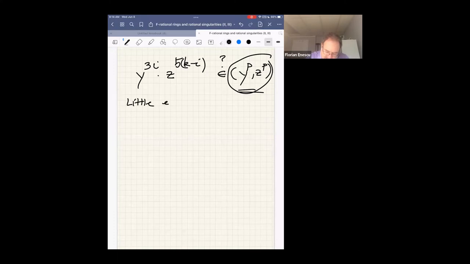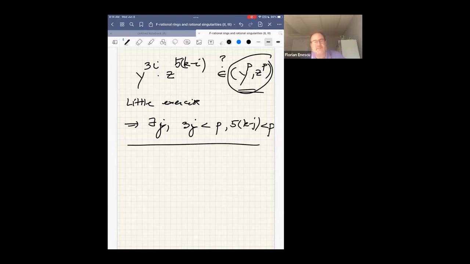A little exercise shows that there exists a J such that 3J is less than p, and 5k minus J is less than p, okay? So there is a little numerical exercise, if you want, to show that there will be at least one term not in I to the bracket p, comma z to the p. So this is basically a direct proof of the fact that the hypersurface is F-rational.